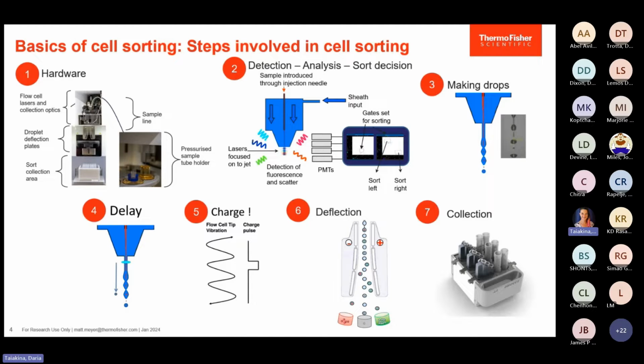Then we have the detection side, where we have the cell that passes through the laser, and then we get to set our gates and be able to sort from specific populations. Making droplets is one of the most critical portions of cell sorting. So we're going to talk about making droplets, how to properly calculate the laser delays, how to charge the stream, how to deflect the droplets, and then lastly, how we can officially get our cells down to downstream applications through collecting them in different media types.